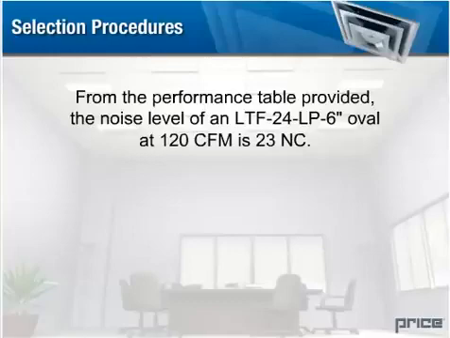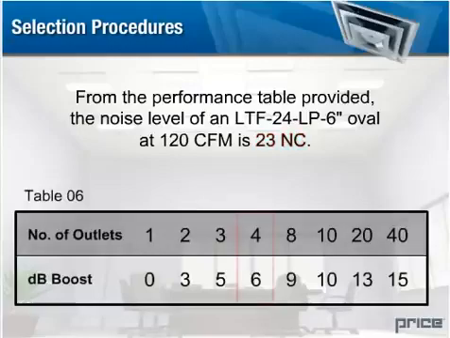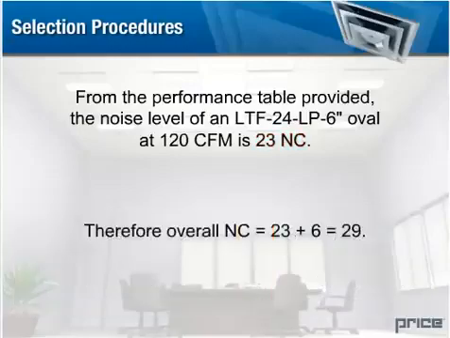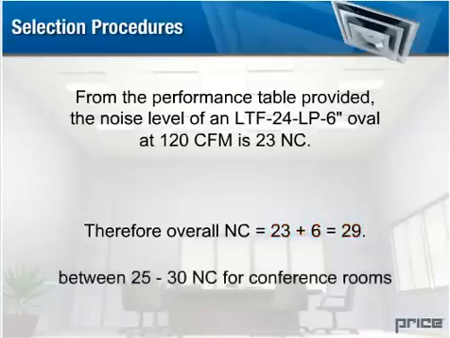From the performance table provided, the noise level of an LTF 24 LP 6-inch oval at 120 CFM is 23 NC. From this table, the additive effect of 4 outlets is 6 decibels. Therefore, overall NC is 23 plus 6, equaling 29. This selection maintains a noise level between 25 and 30 within the recommended range.